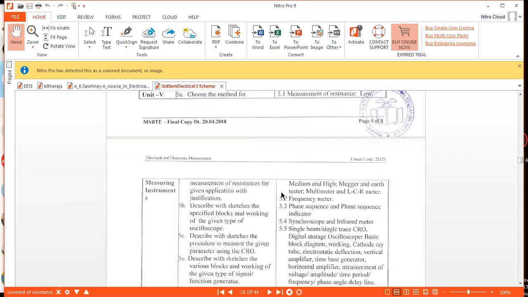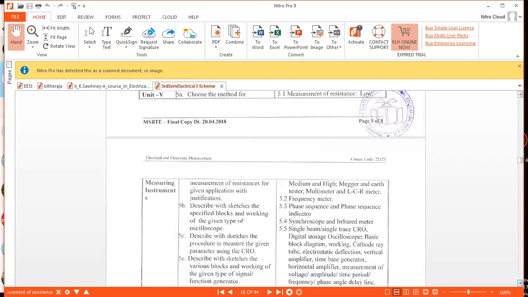Another unit outcome is to describe with sketches the specified blocks and working of a given type of oscilloscope. We have to study the use and operation of the oscilloscope, called CRO. Then describe with sketches the procedure to measure parameters using CRO, and see how voltage and currents can be measured with the help of CRO. Then describe with sketches the various blocks and working of a given type of signal function generator.